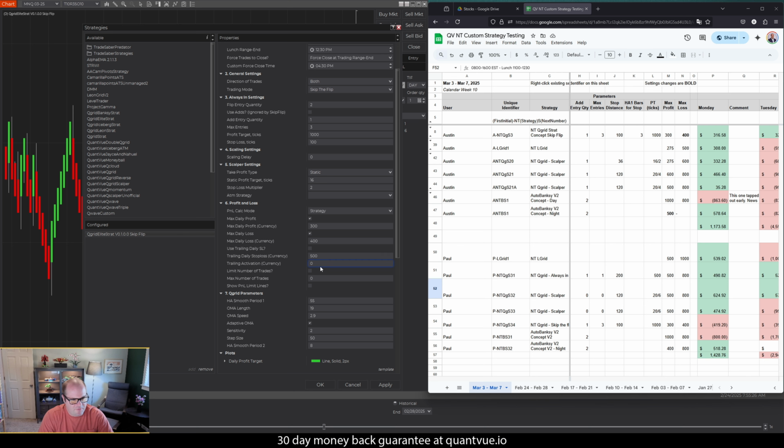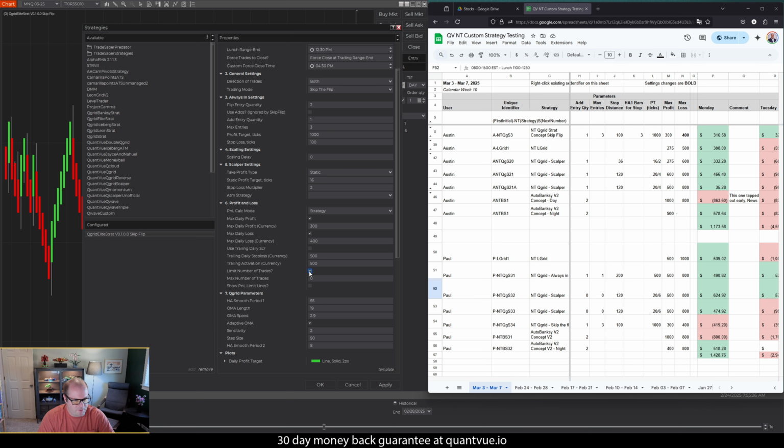A trailing activation, if you put a value in here, 0 is on all the time. So if you added a value in here, say you wanted it to be $500. So if I put in 500 here, that trailing daily stop loss would not activate until you had $500 profit for the day. So your max daily profit was $500. Then it would activate and it would bring you back down to 0. As soon as you hit 0, it would kick you out. All right.